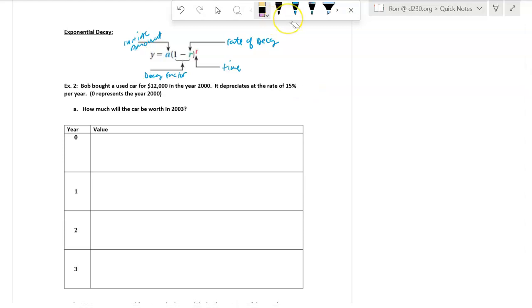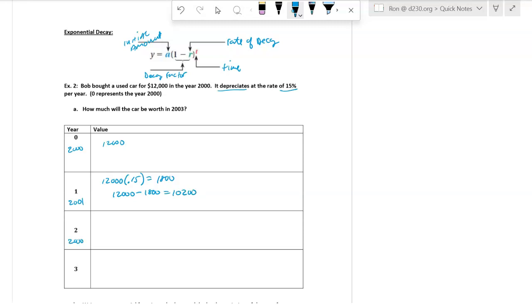So it says Bob bought a used car for $12,000 in the year 2000. It depreciates or goes down in value at a rate of 15% per year. So that means in 2000, the value of that car was $12,000. In 2001, we would take the 12,000, multiply it by the 0.15, and that would give me $1,800. And now if I take the 12,000, subtract 1,800, in 2001, that car would be worth 10,200.